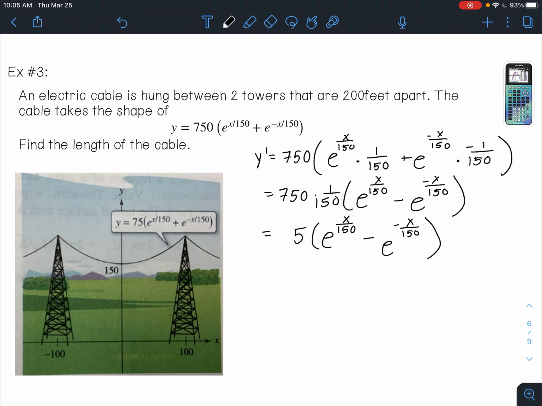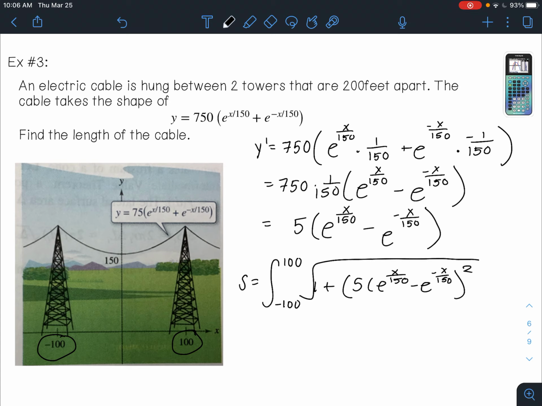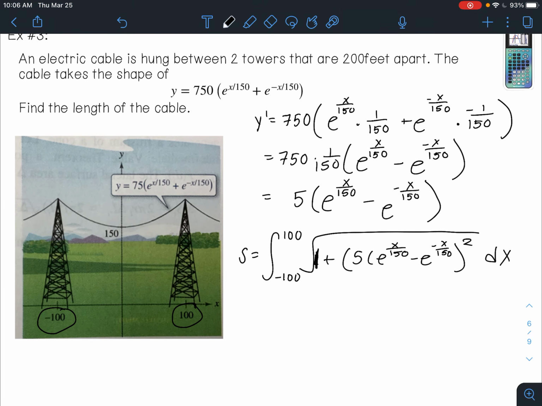And I want to find the length of the curve. So based on the way that they have set up the graph, that's going to be from negative 100 to 100. Right, and then I have 1 plus the derivative I just found. And then I'm going to square that and put that all inside of a square root. The 1 is kind of hidden now, but that's okay. Right, and then we're just going to carefully type that in on my calculator.